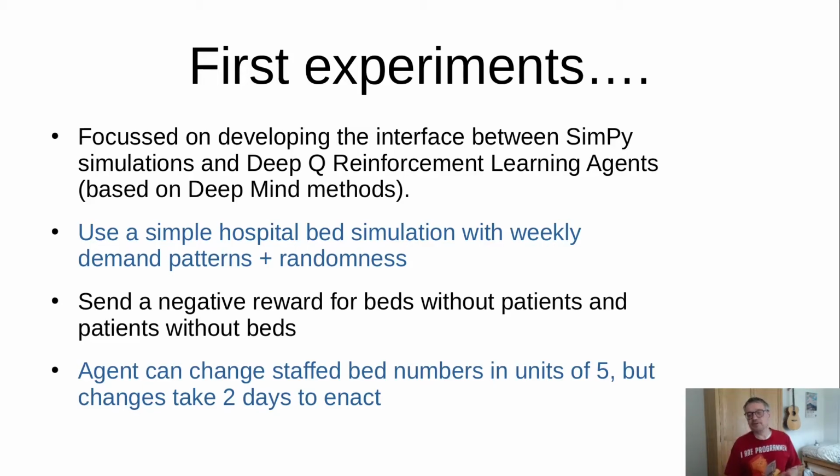So we're using a simple hospital bed simulation to begin with. It has fluctuation in demand, weekly demand patterns, fewer patients coming in at the weekends, more in the week, and also the expected randomness. And then we send a negative reward back for beds without patients and also patients without beds. And the agent can change staffed bed numbers each day. It can say, I want so many changes to be implemented in units of 5, up to I think plus or minus 20 beds. It can ask for change in a day. But those changes take a couple of days to enact, so they're not immediate.